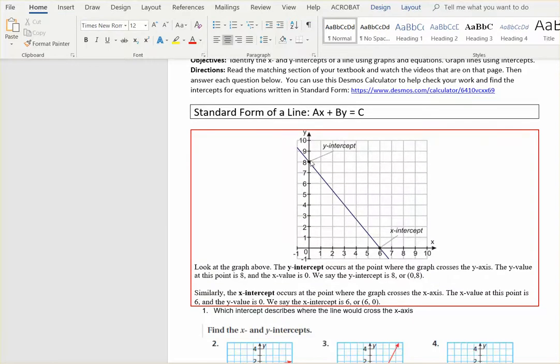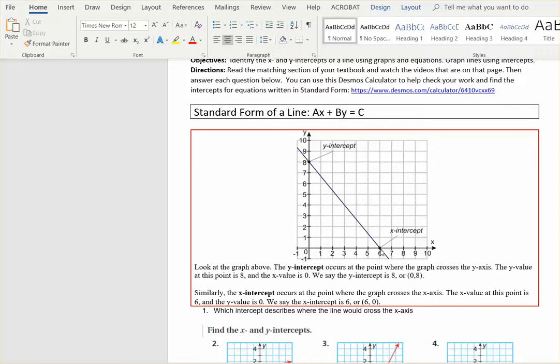Next, we're going to look at the y-intercept and the x-intercept. So the y-intercept is where your line crosses the y-axis. The value of x right there is 0. So this point would be (0, 8) written as a coordinate, or you can simply say that the y-intercept is 8.